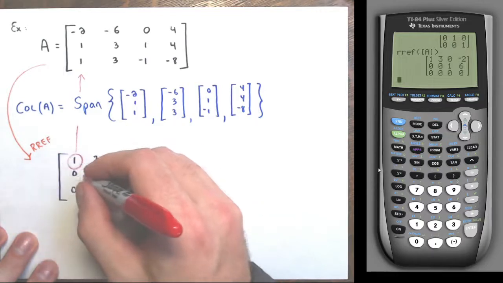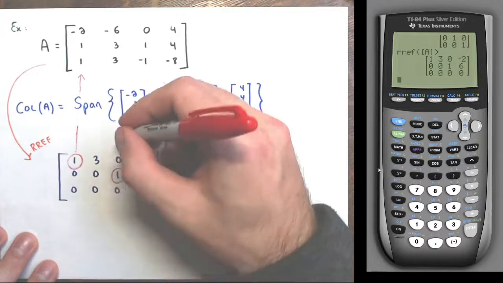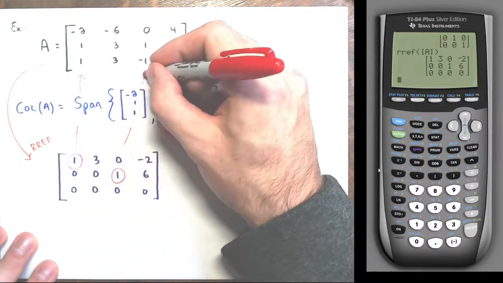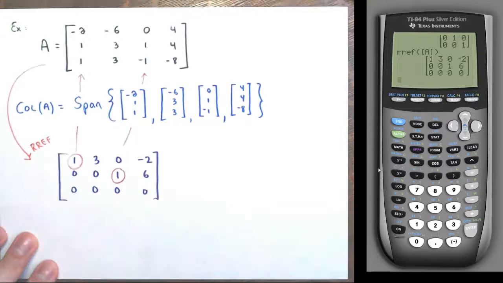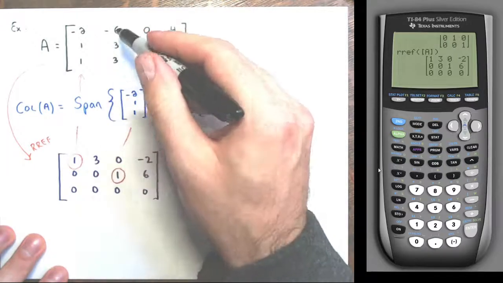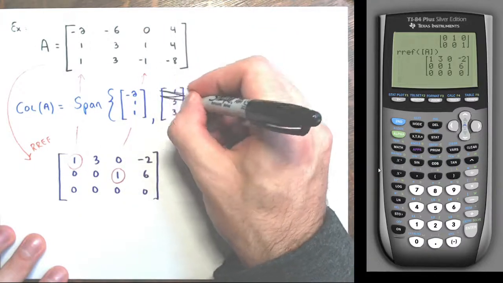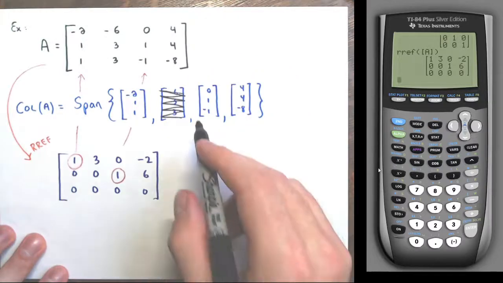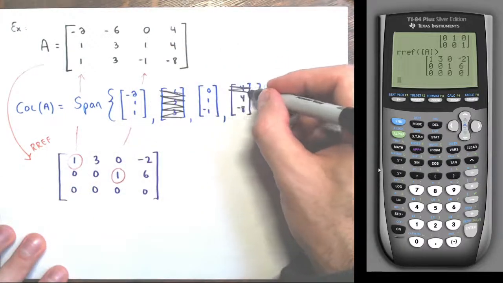And then the second row, the leading one, is in the third column. So this third vector, 0, 1, negative 1, will be a vector I keep. That'll make up the basis. The third row is all zeros, there's no leading one, so that's it, just those two. So I'm going to keep negative 2, 1, 1, get rid of negative 6, 3, 3, keep 0, 1, negative 1, and get rid of 4, 4, negative 8.